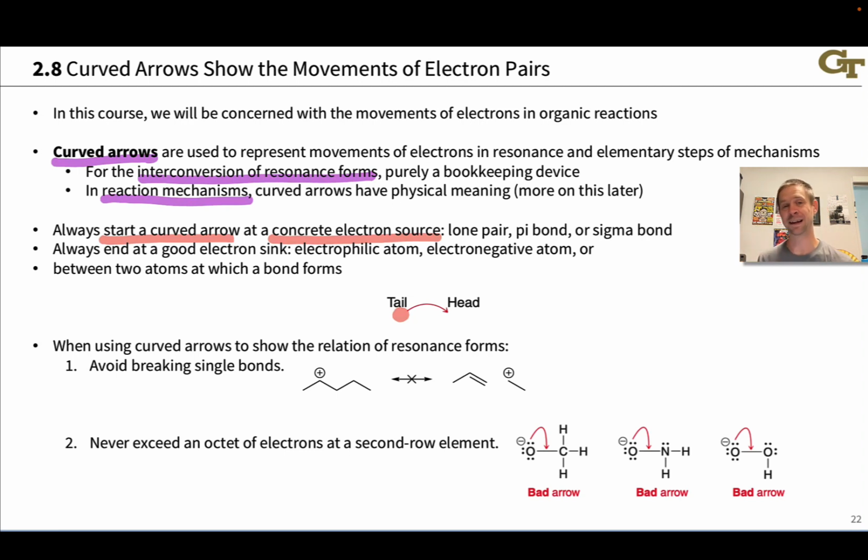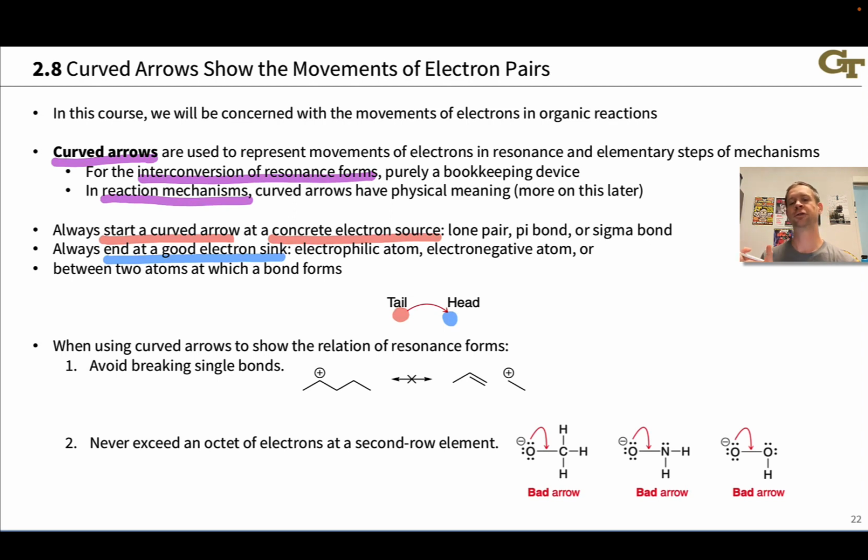Something like an electrophilic atom or an electronegative atom, or we can also land electrons between two atoms at which a bond forms, as long as we don't violate the octet rule in doing so. And these electron sinks are essentially places where electrons want to go. When we get into reaction mechanisms, we'll see that this is a big driving force behind tons of organic reactions. Any sort of Lewis acid-base organic reaction can be thought of as a flow of electrons from an electron source, which we'll call a nucleophile, to an electron sink, which we'll call an electrophile.